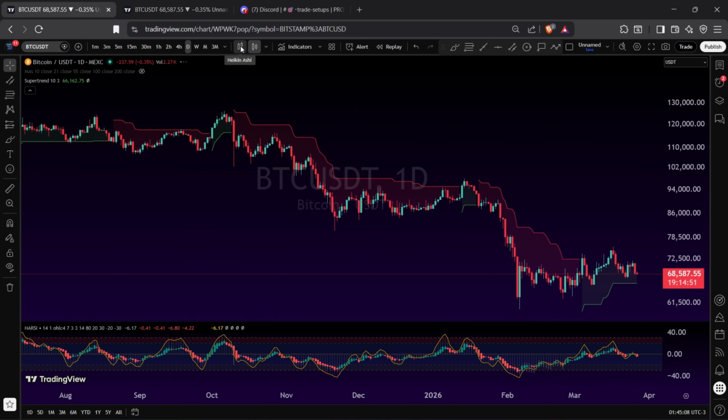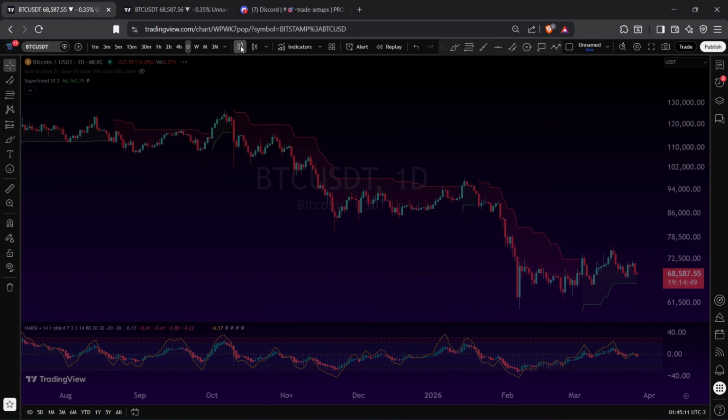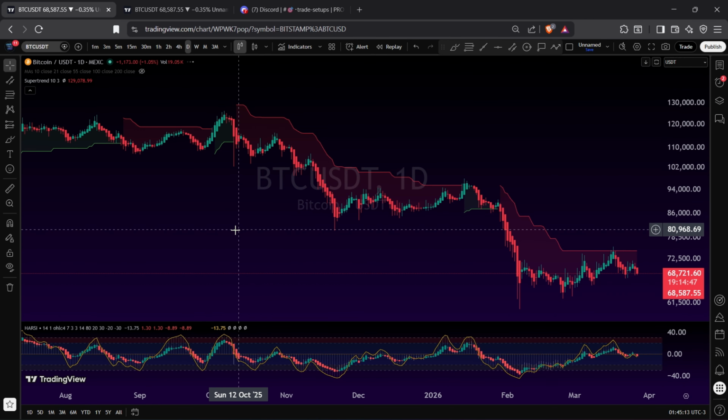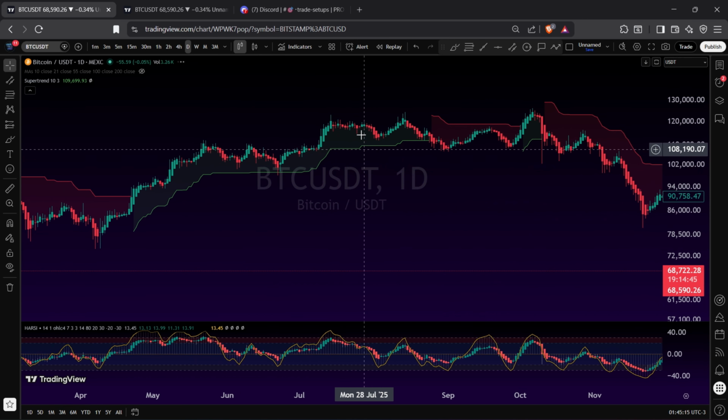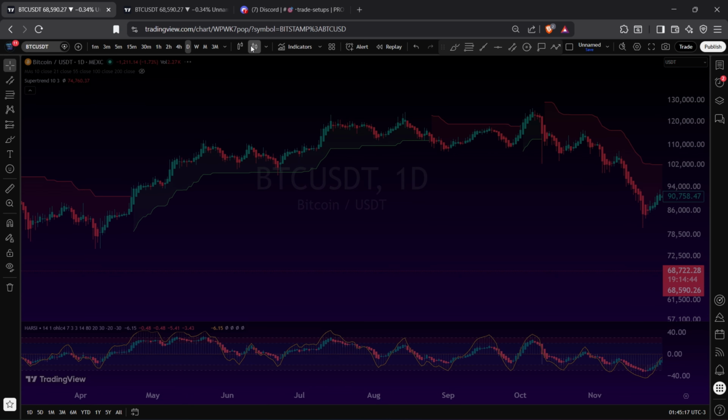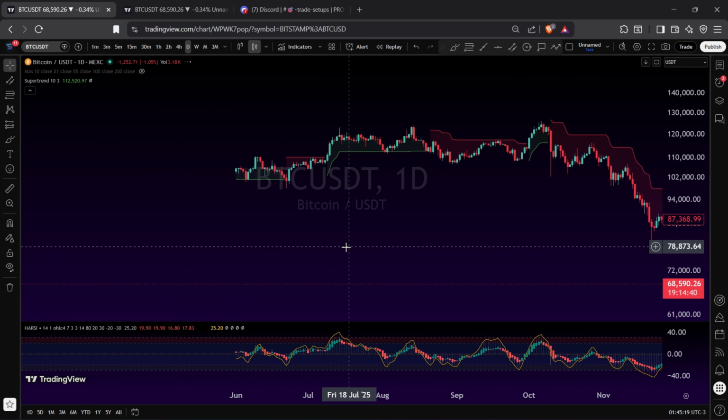When you combine Heikin Ashi candles with the SuperTrend indicator, you eliminate a massive percentage of false signals. You stop getting shaken out of winning positions by rogue wicks. You stay in the trade until the actual trend reverses.